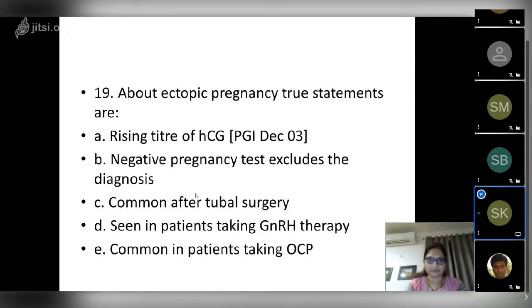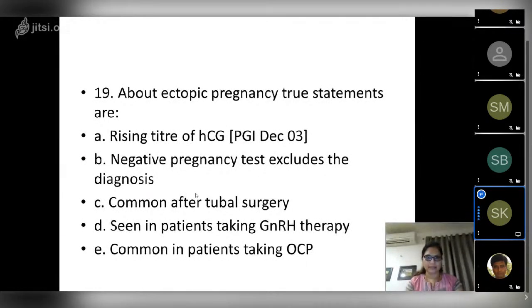Now, next question. About ectopic pregnancy, true statements are: rising titer of HCG, negative pregnancy test excludes the diagnosis, common after tubal surgery, seen in patients taking GnRH therapy, common in patients taking OCP. Again, this is a PGI question, and multiple options will be right answers here. Anybody?